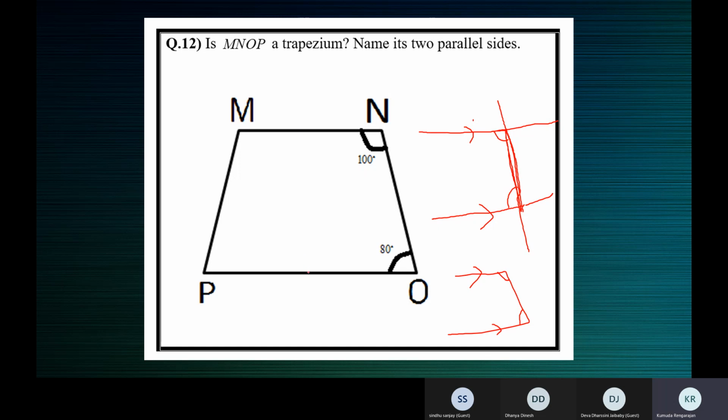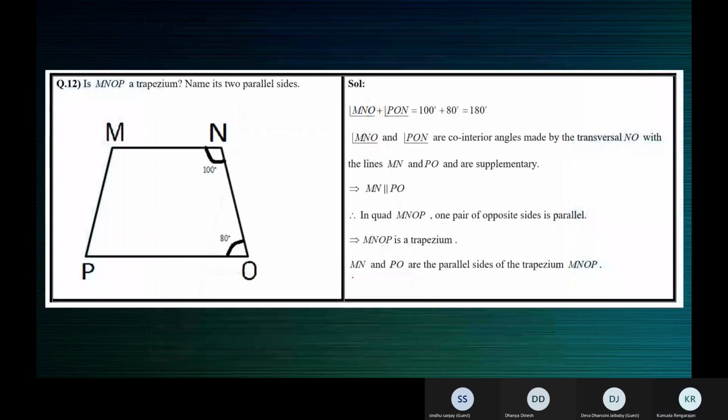If MN is parallel to PO, in quadrilateral MNOP, one pair of opposite sides is parallel. Therefore, it's a trapezium. Name the parallel sides. MN and OP are the parallel sides.